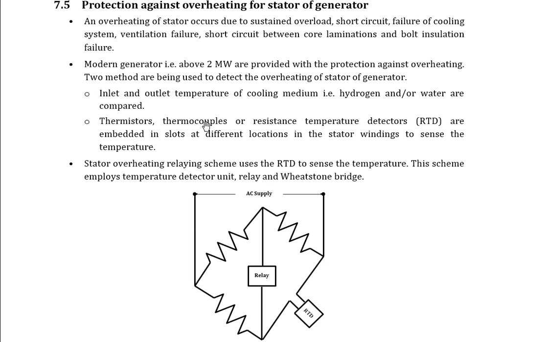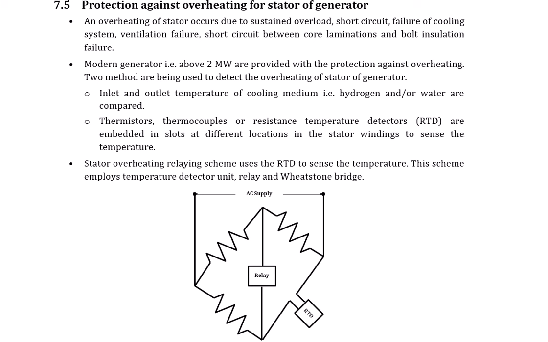So now we have another kind of protection, against the overheating of the stator of a generator. Overheating of the stator occurs due to sustained overload, short circuit, failure of cooling system, ventilation failure, short circuit between core lamination, and bolt insulation failure. Okay, so these are some causes of the overheating. So we have to provide protection against the overheating of the stator winding. Modern generators above 2 megawatt are provided with protection against overheating.